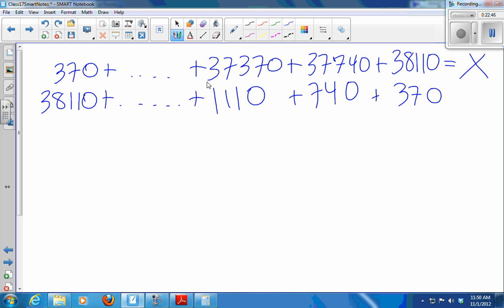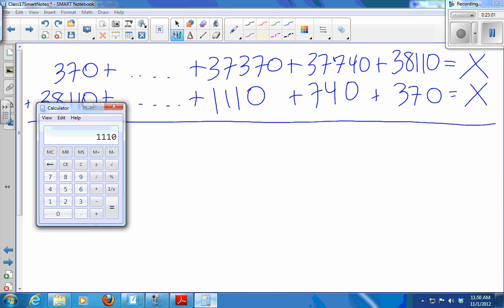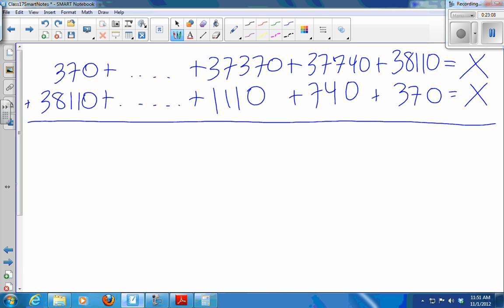So that should add up to the same amount, right? Whether you add forwards or backwards, order doesn't matter when you add. So what I do is I add these two equations together. 370 plus 38,110 is 38,480. And you'll notice if you do all of these additions, they'll give you 38,480 each time.